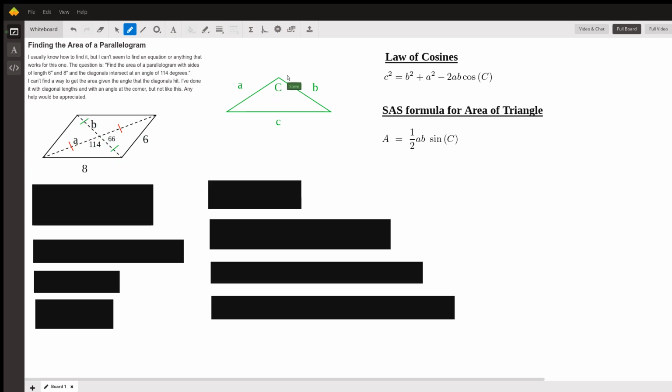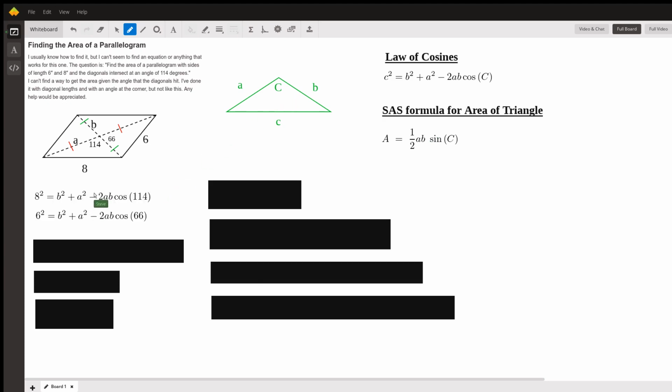What we're going to use in this is, here I have a reference triangle. Notice that I have A and B match with a big angle C in the opposite side C. So we're going to use this and the law of cosines, as well as the side angle side formula to find the area of a triangle as shown here. Again, all reference to this triangle.